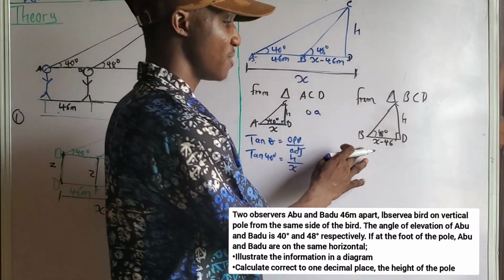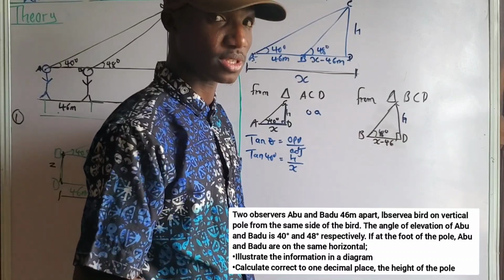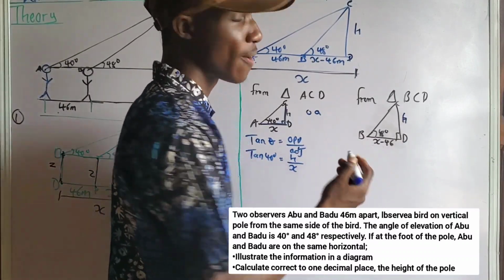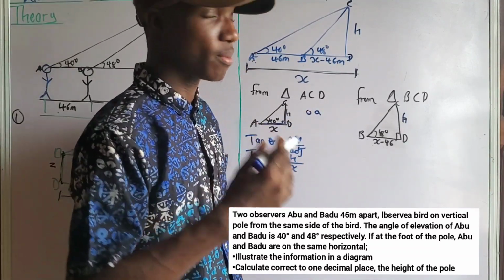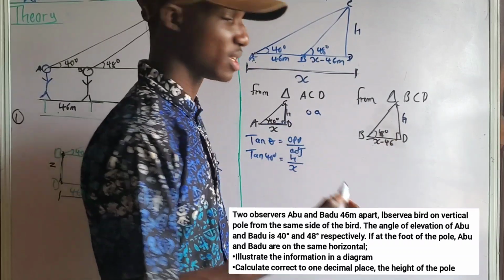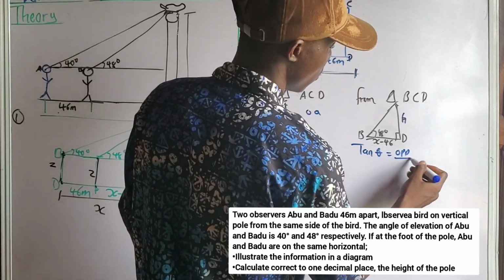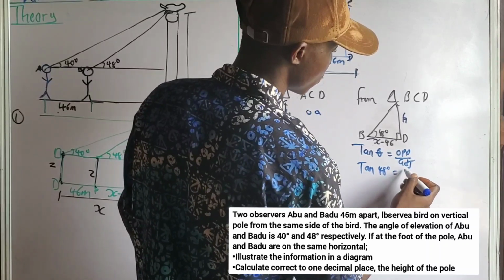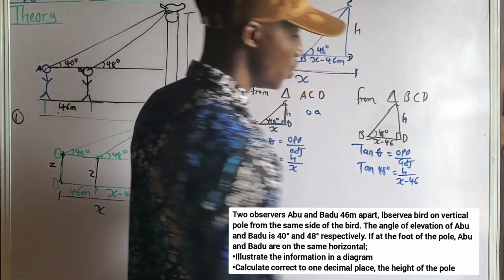Okay, with respect to what we have here, we are looking for the height, which is h, right? The height on this triangle is the opposite, and for the adjacent, we have derived an expression, which is x minus 46 meters. Now, what trigonometric formula are we going to use that combines both the opposite and the adjacent? It is still tan, you understand? So I'm going to have tan theta equals opposite over adjacent, right? The theta now is 48 degrees, the opposite is h, and the adjacent is x minus 46. Do you understand?